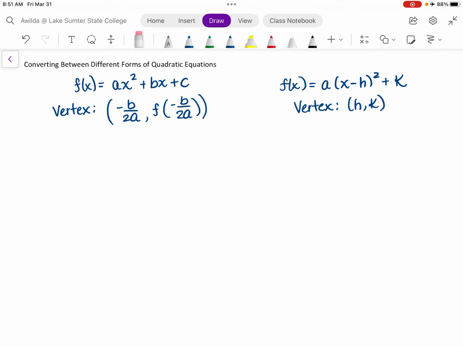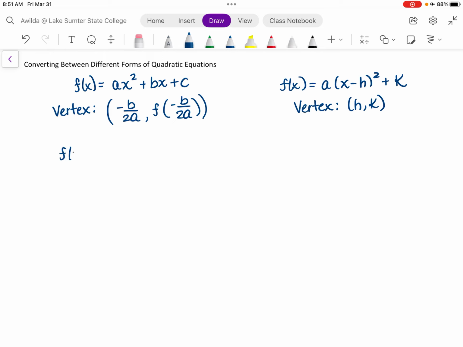squared plus k. In this form, the coordinates of the vertex are actually visible in the equation itself. We don't have to calculate them. h is whatever number is being subtracted from x, and k is the value that is added at the end. Let's practice how to convert from one form to the other. Here's an example we can practice with.